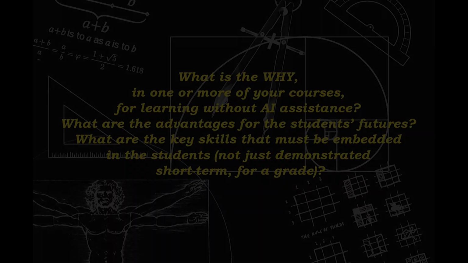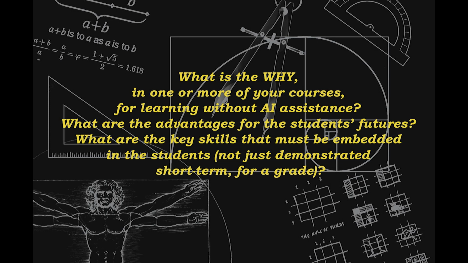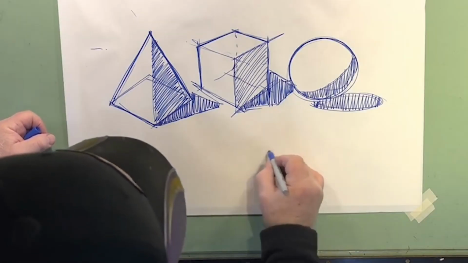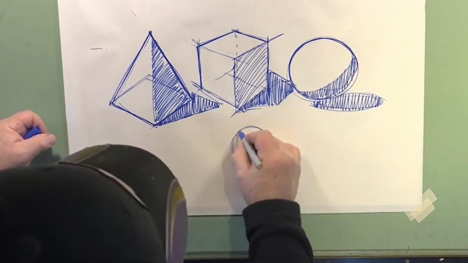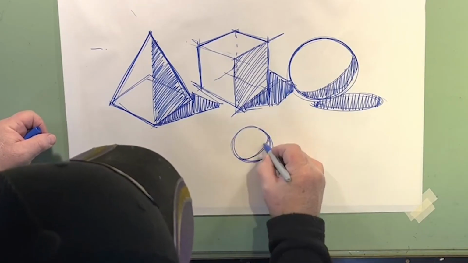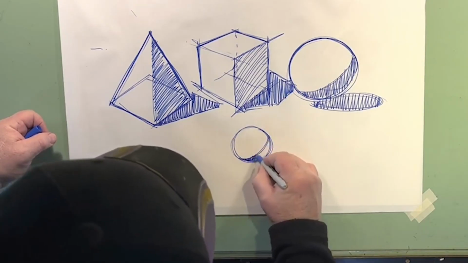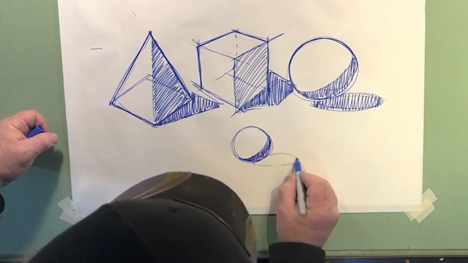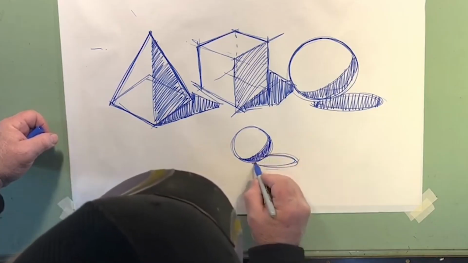Now, for this week I'm concentrating on the question: what is the why in one or more of your courses for learning without AI assistance? Unlike many of you who are dealing with students' written responses, I'm dealing primarily with students' visual or sketch responses. What I'm trying to avoid is to have students rely on AI to do the conceptual drawings for them, because AI is pretty good at it.